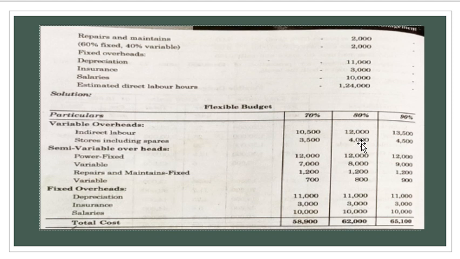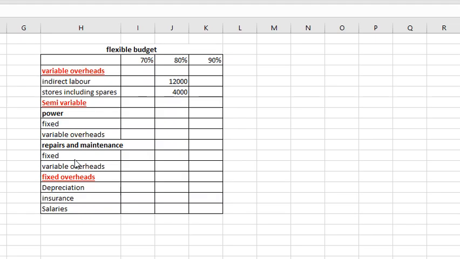So now what you can do is cross multiply. For 80% it is 12,000. Then for 70% how much is it? Using this Excel sheet, I will show you the clear calculation of how to do the cross multiplication. So please listen to it.